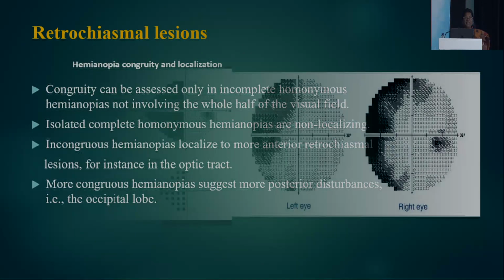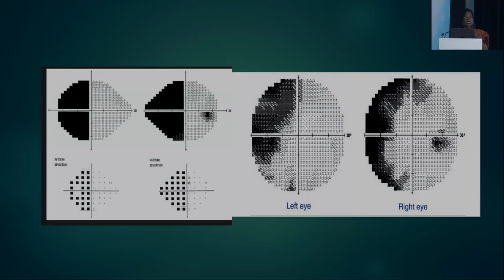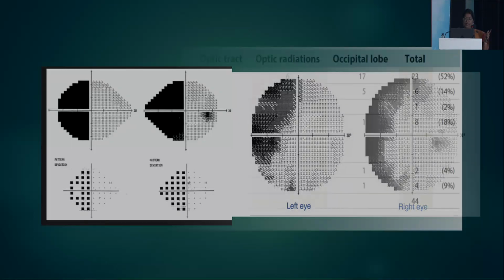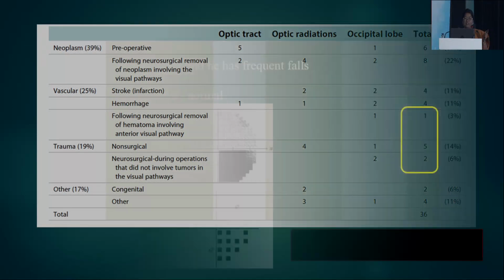And in retrochiasmal lesions, you have to always look for incongruity of the hemianopia. If it is more incongruous, it is going to be anterior. A more posterior lesion is going to have a congruous defect. And this you can see only in incomplete hemianopias and not in complete hemianopias. So let me skip this theory.